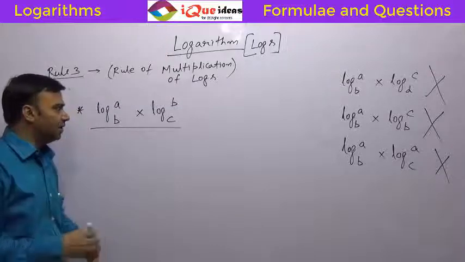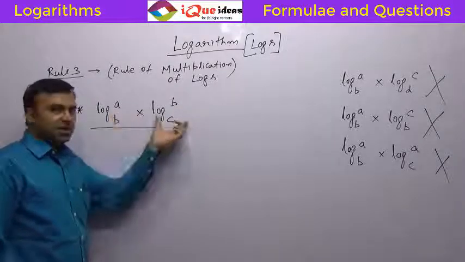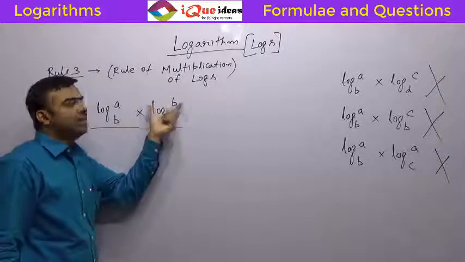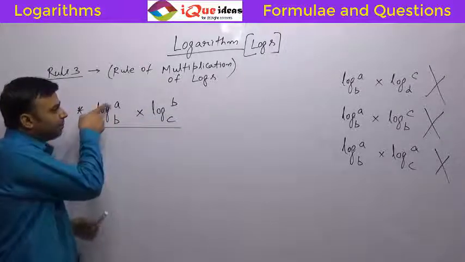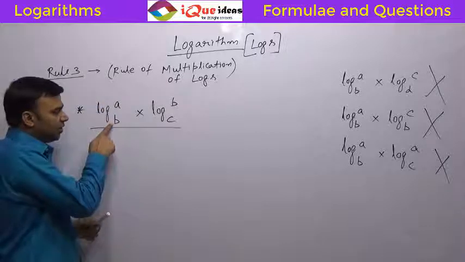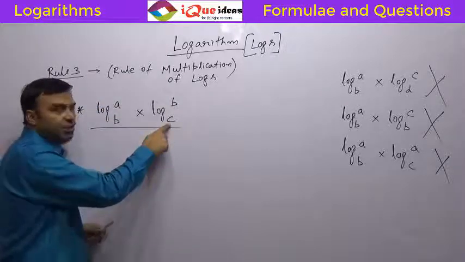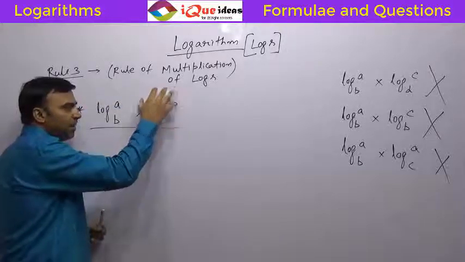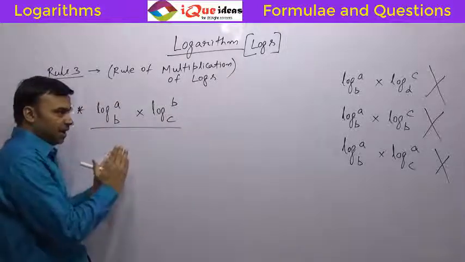First note it down clearly. There must be two logs multiplied. The base of one of the logs should be the number in the other log. You remember, this is the position of the number and this is the position of the base. So the base of one log should be the number in the other log. Then only the multiplication is possible.